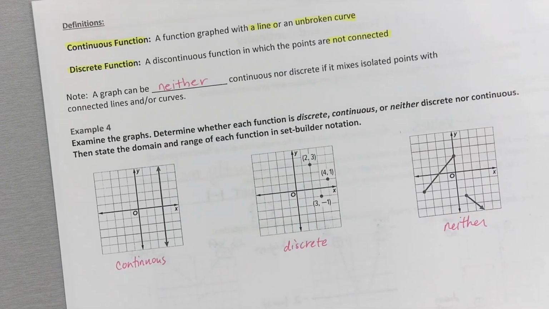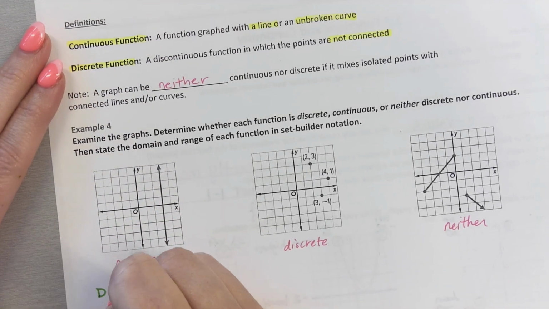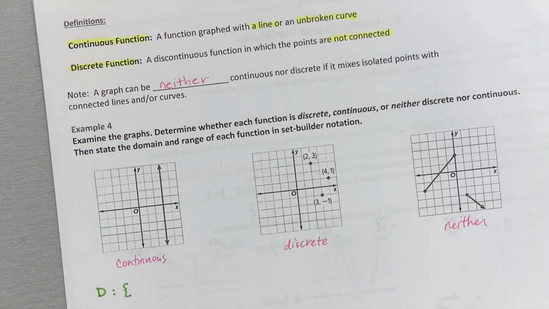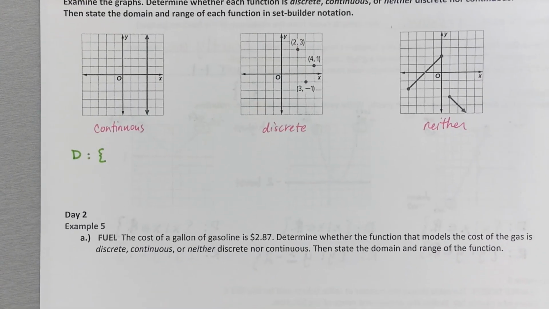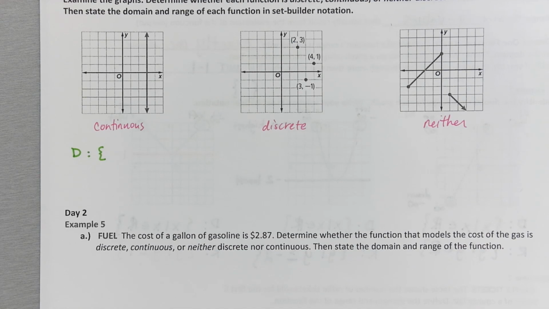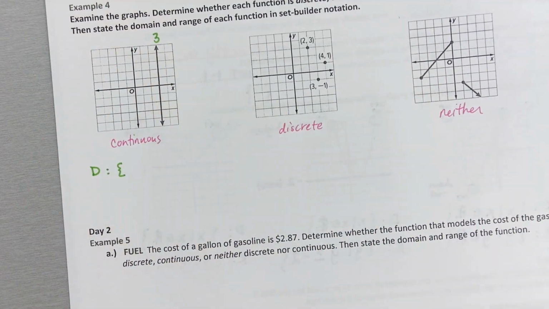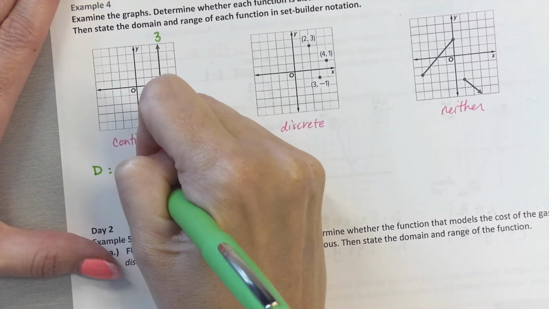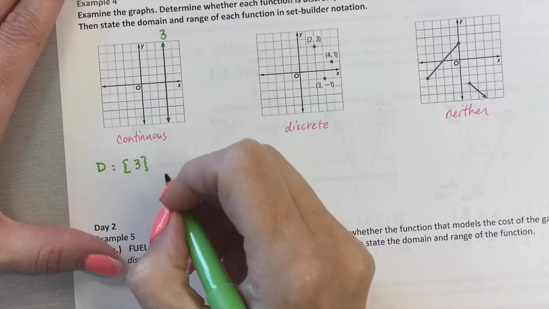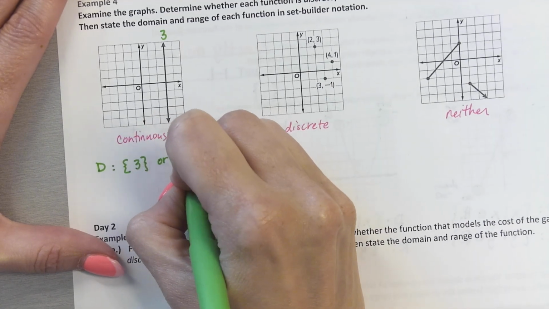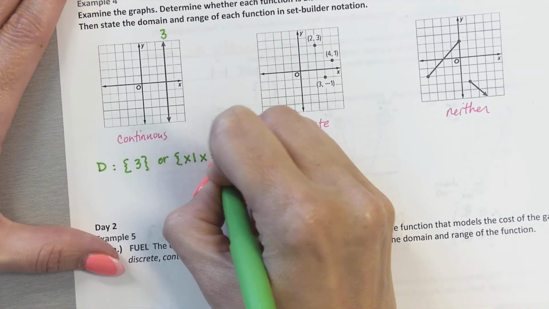Okay, so we are going to do the domain in set builder notation. And this one, there's actually two ways to write it. So domain is X. What is the only X value in this graph? Only one. Yep, it's 3. So 1, 2, 3. That's the only X value that it goes through. So you can either write this as just 3 in parentheses. That's fine if it's just a number. Or the other way you might see it is X such that X is equal to 3.